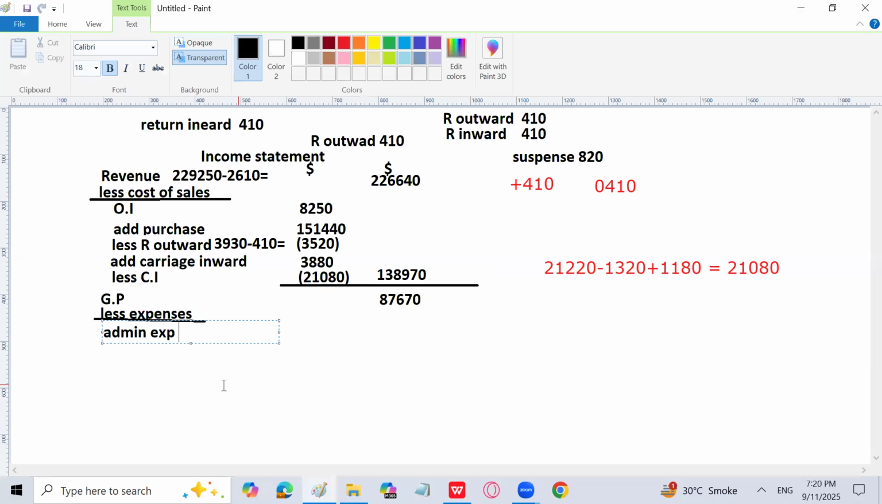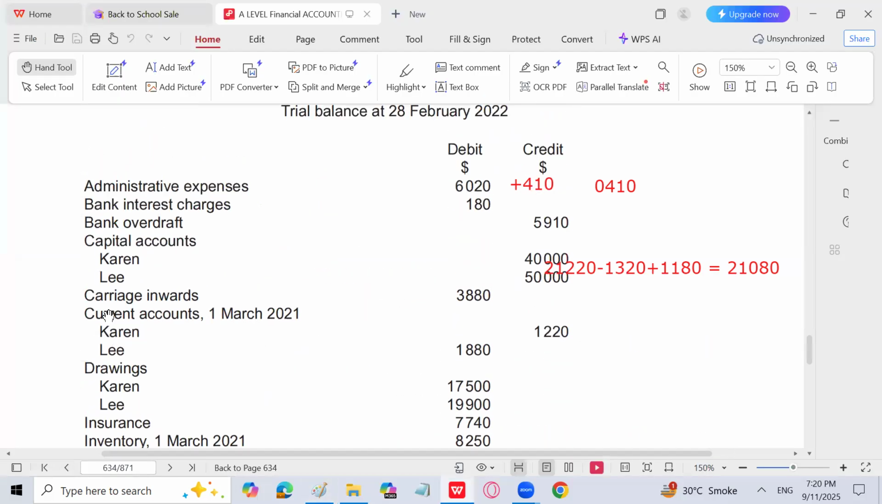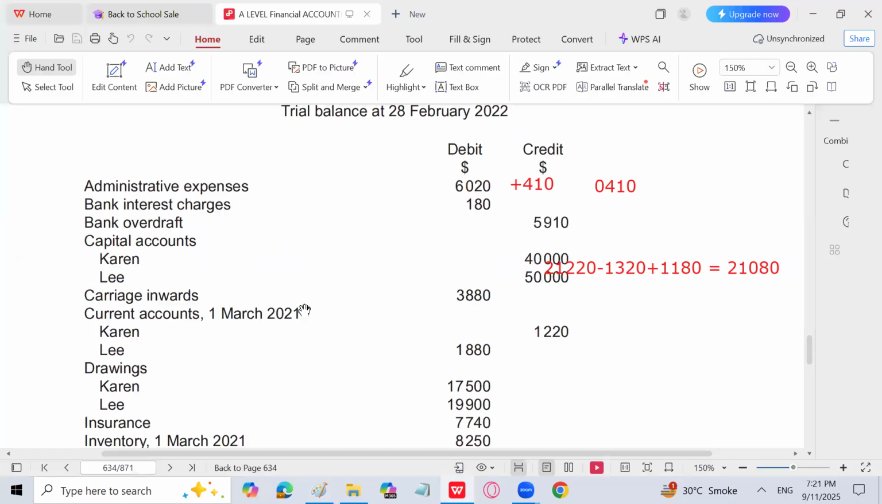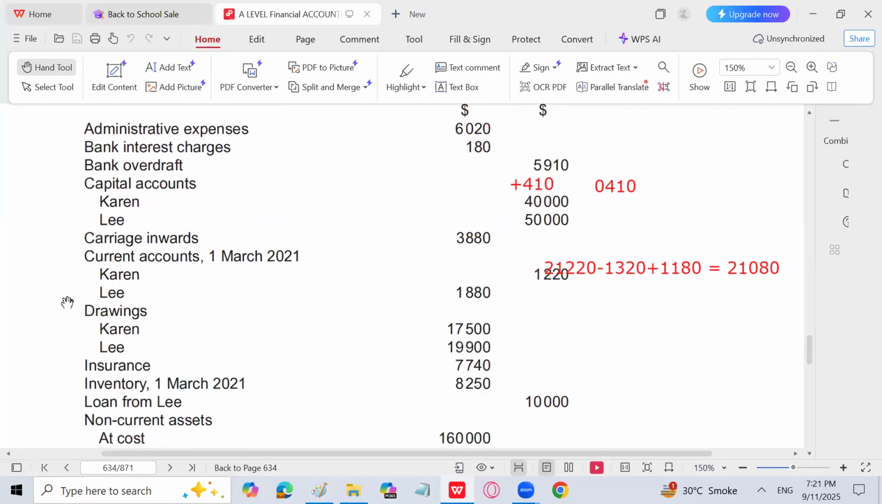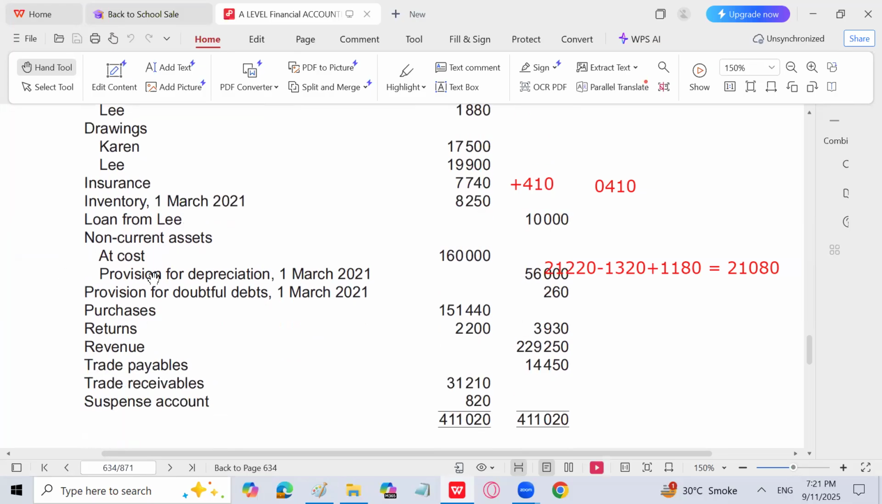admin expenses. It is given right at the top of the question. Here it is. That is 6020. There is no additional information regarding admin expenses. So I can write it right here separately, 6020. Then I'm going to write the expense of the insurance. So let's see what insurance amount is given. So insurance is basically given in the question, and the amount of insurance is 7740.